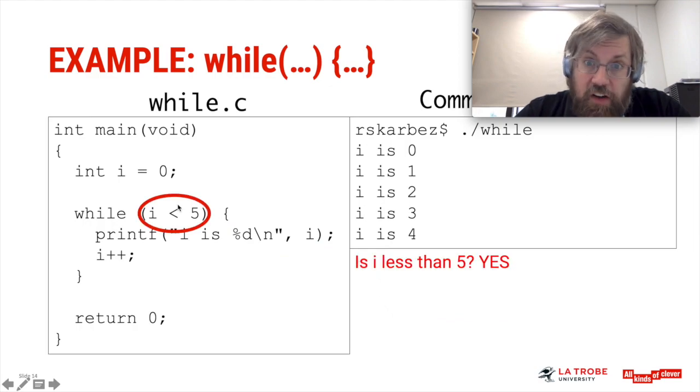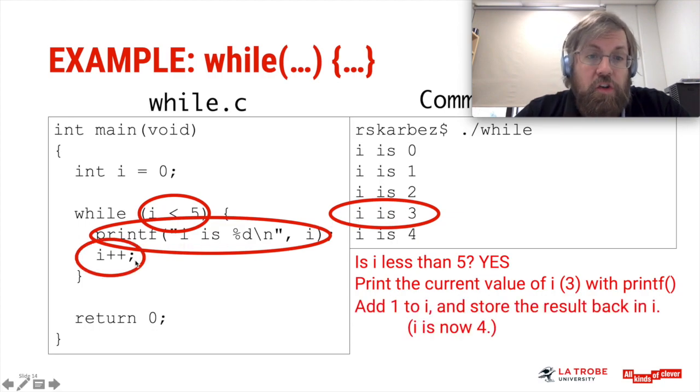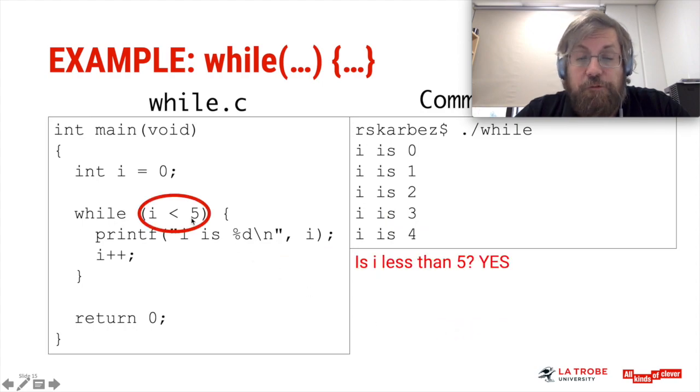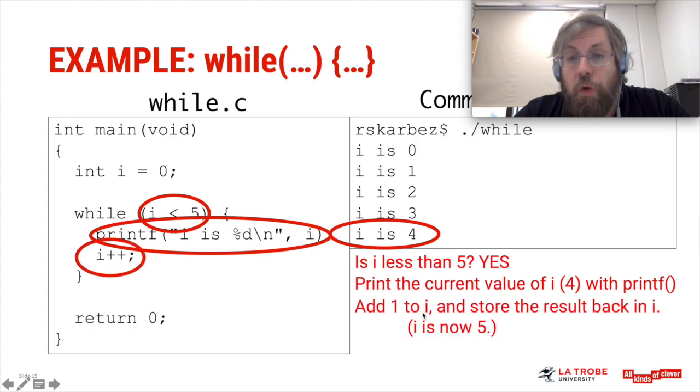Is 3 less than 5? Yes. Print the current value of i with printf. It's 3. Increase i. Add 1 to i and store the result back in i. i is now 4. Is 4 less than 5? Yes. Print 4. Add 1 to i and store the result back in i. i is now 5.